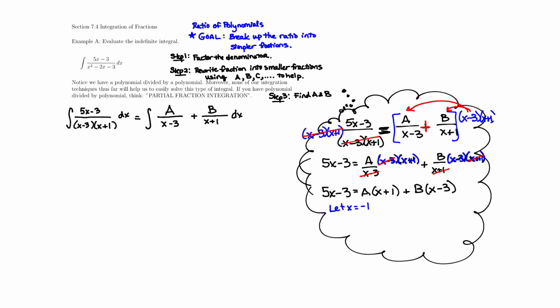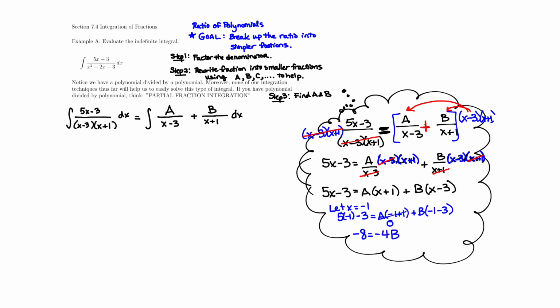Are y'all with me? Okay, so that means that 5 times -1 minus 3 would have to equal A times (-1 plus 1) plus B times (-1 minus 3). The logic being, I'll get rid of my A because negative 1 plus 1 is 0, so that whole term goes away. And what does that mean? I have negative 8 equals negative 4b.